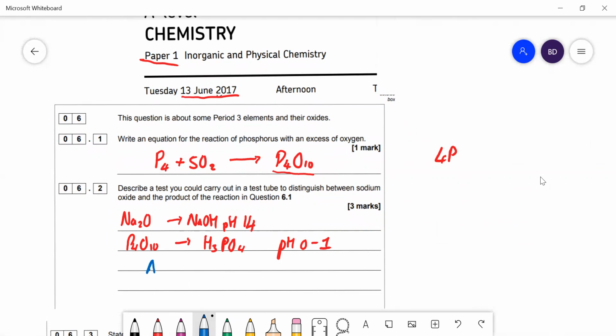Okay, so for a test, you wouldn't write that in the question, you would just write down, you'd add a bit of water to the test tube, to the product, and then you'd test with a universal indicator, or any indicator you like. Universal will be the best, and this one is going to be purple and this one will be red. So that would be the easiest way of doing that.